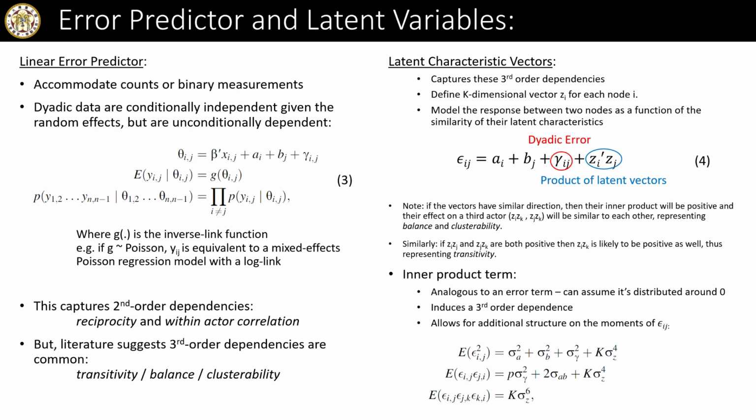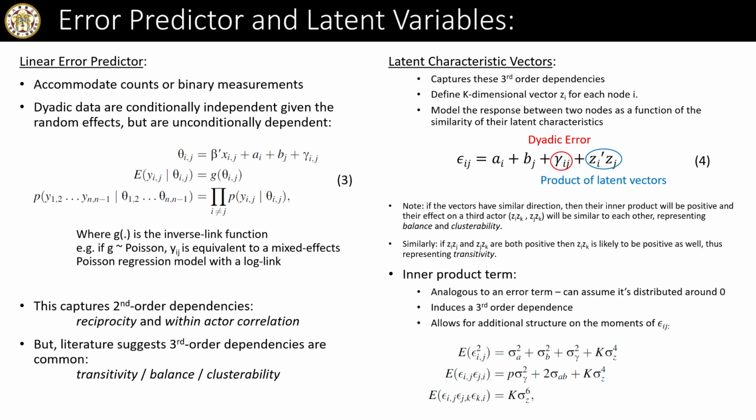These ought to have a transpose in here, but that fell out. Similarly, if both zi, zj and zj, zk are positive, then the interaction of zi and zk is likely to be positive as well. And so this represents transitivity. These are all the third order dependencies that are possible between these actors.